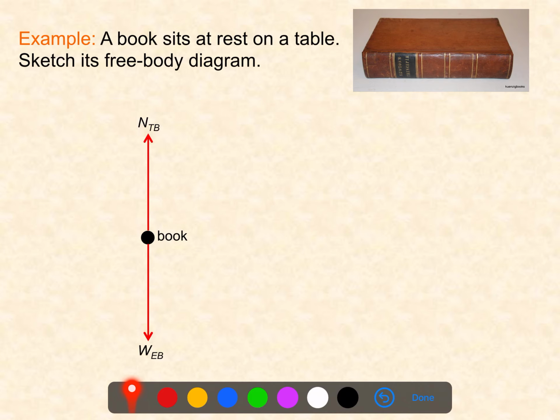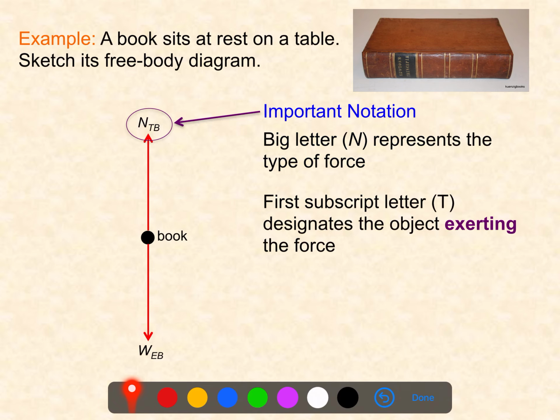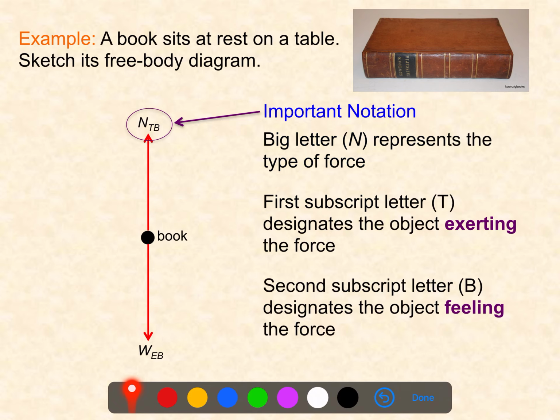So one way to do that is to use notation where the subscript indicates explicitly what forces you're talking about. In this example, I have N representing the normal force, and then the first subscript indicates the object that is exerting the force, and the second subscript indicates the object that the force is being exerted on. So N sub TB means the normal force of the table on the book. And W sub EB indicates the weight force of the earth on the book.